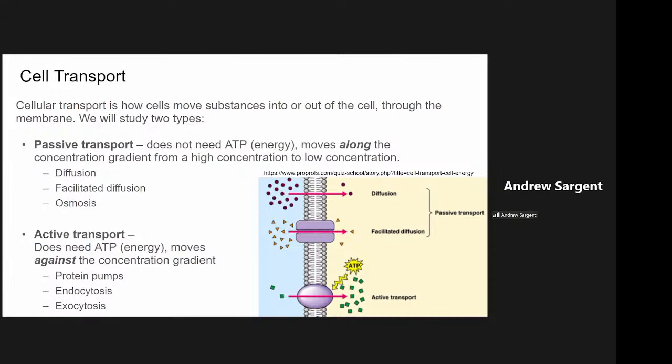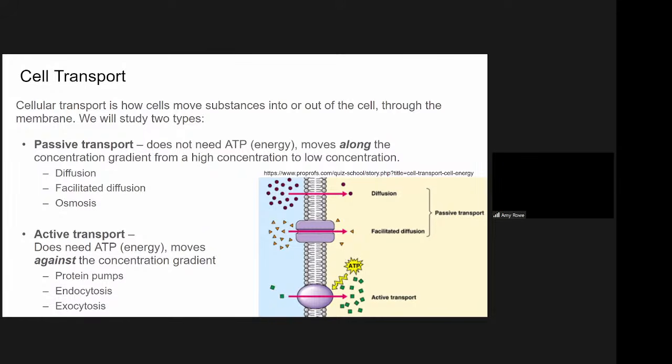Okay. So cell transport is involved with how cells move substances into or out of the cell and through the membrane. We look at 2 types. We have passive transport and active transport. So passive transport doesn't require any energy to happen. The stuff is moving along the concentration gradient from an area of high concentration to an area of lower concentration. And the terms you probably have already studied in regards to passive transport are things like diffusion, facilitated diffusion, and especially osmosis.